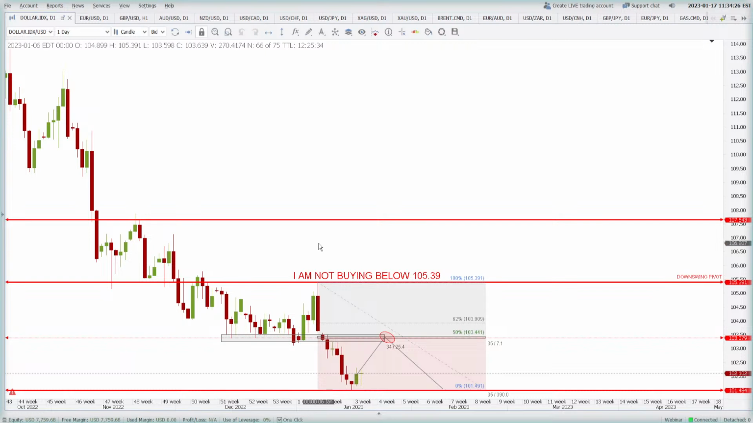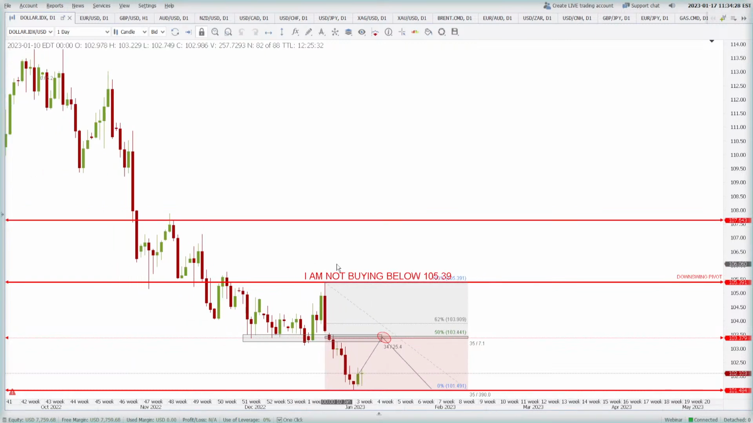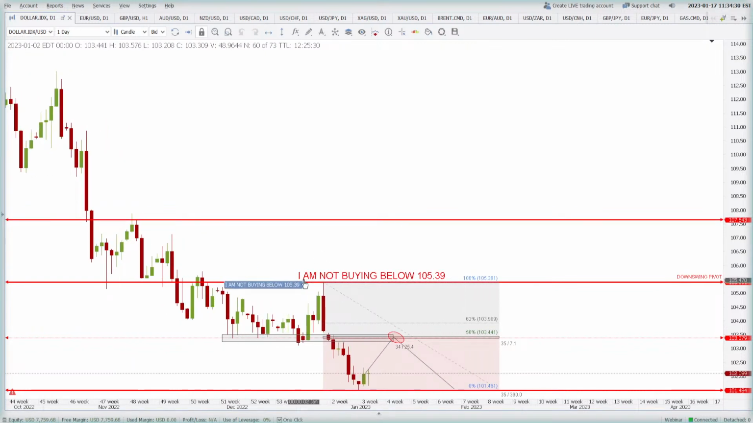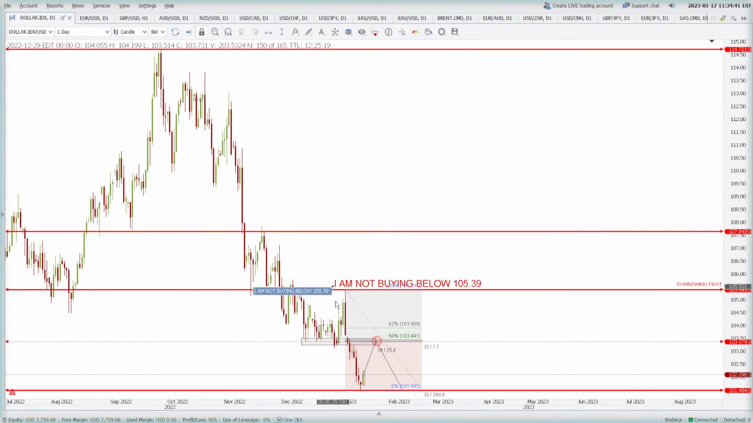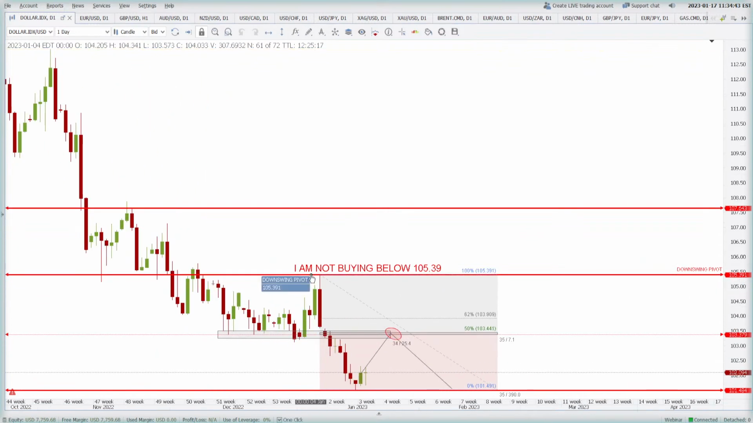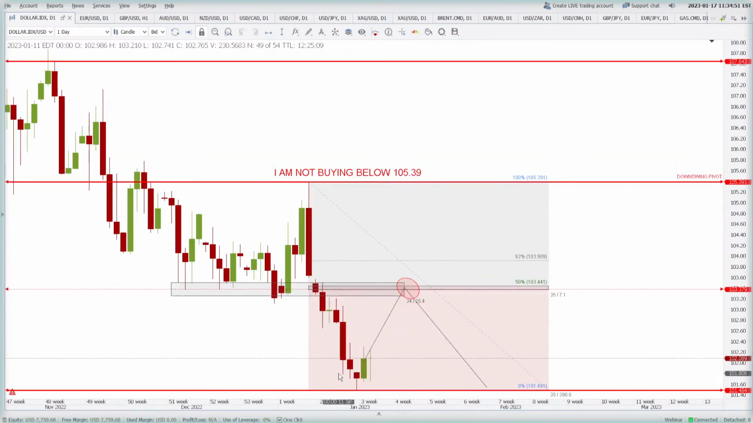So, this is the statement that we made yesterday: I'm not buying below 105.39. You have to understand why. Yesterday we explained the reason: the market structure is down, and this is the recent high that the price has made after making this low.